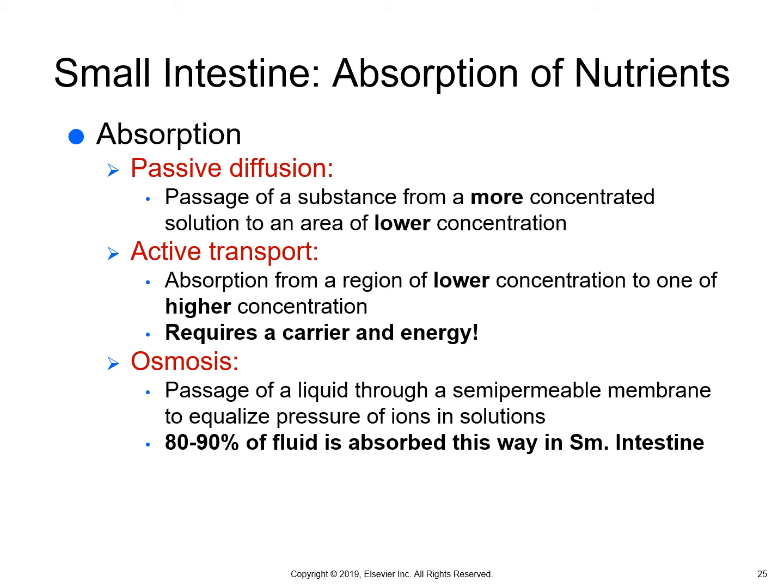That absorption can happen through passive diffusion, which is the passage of a substance from a more concentrated solution area to lower. It can be absorbed through active transport, where there's a region of lower concentration to an area of higher concentration, which requires a carrier and it requires energy because you're kind of going upstream. You're going against the grain. And then osmosis is the passage of a liquid through a semi-permeable membrane, and that's going to equalize the pressure of the ions on either side of that membrane. So 80 to 90% of the fluid in our body is absorbed this way through osmosis in the small intestine.